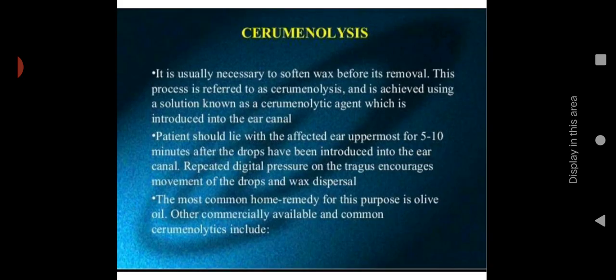Let us see one by one. Cerumenolysis: it is usually necessary to soften wax before its removal. This process is referred to as cerumenolysis and is achieved using a solution known as a cerumenolytic agent, which is introduced in the ear canal. So cerumenolysis is a procedure where we are softening or loosening the wax before the removal. When we are removing hard wax, there's a chance of injury in the ear canal. So in order to prevent that, before removing, first we have to soften or loosen the earwax. For achieving this, we use a solution known as a cerumenolytic agent, which is available in the medical shop.